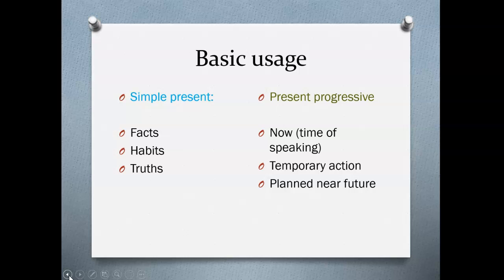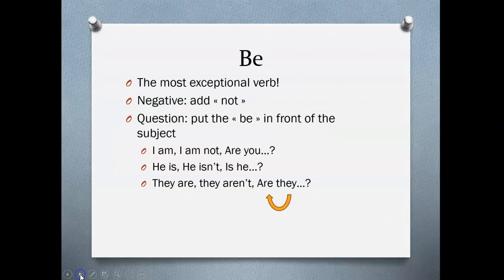So we use the simple present to talk about a fact, a habit, or the truth, and we use the present progressive to talk about an action that is occurring now, like at the time of speaking, a temporary action, like I am studying phys ed this semester, or a planned near future action, like they are working tonight. So those are the reasons why I use those two different verb tenses.